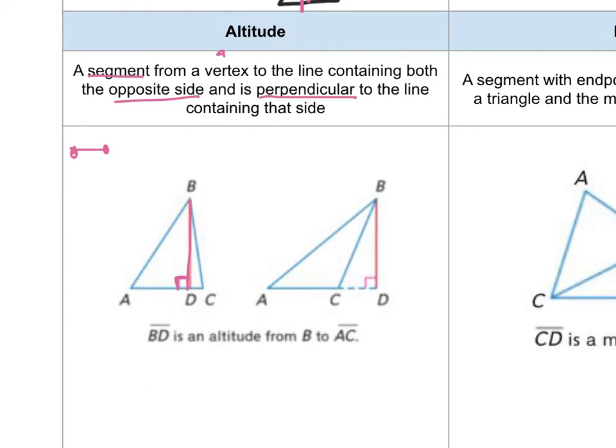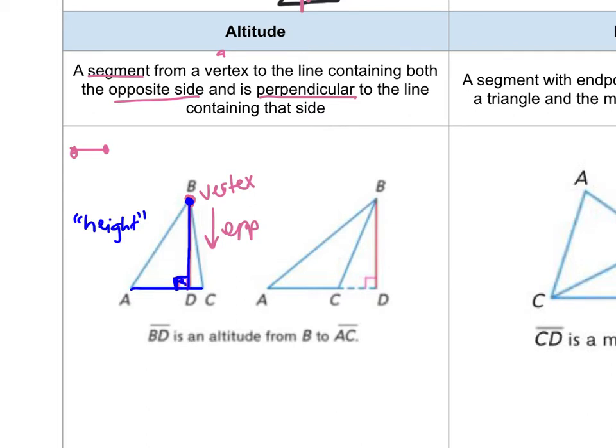The reason it is an altitude, we are starting at the vertex. Remember, a vertex is a point of a triangle, and it is going to the opposite side. Here we have side AC, which is opposite, and it is also perpendicular. You can think of altitude as height. The altitude would be basically the height of your triangle, from a vertex to the opposite side. But remember, it has to be perpendicular.